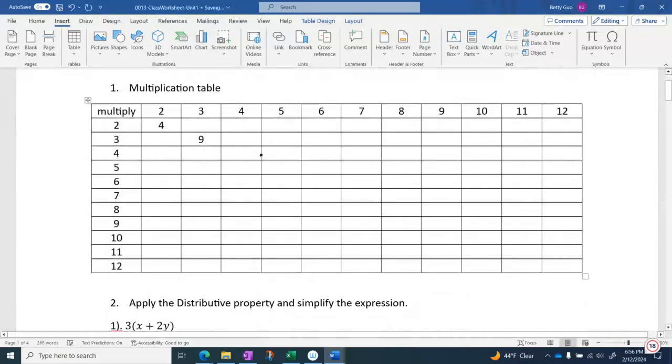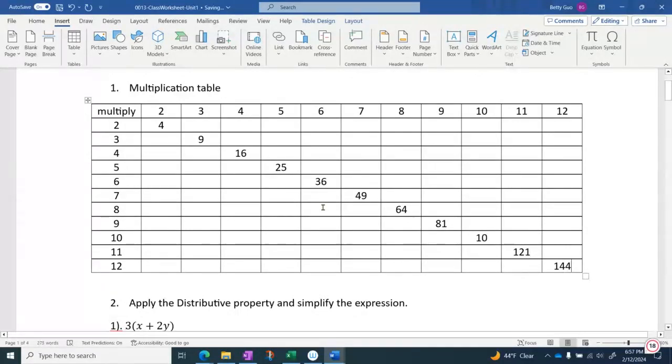4 times 4, 16. 5 times 5, 25. 6 times 6, 36. 7 times 7, 49. 49, exactly. 8 times 8, 64. 9 times 9, 81. 10 times 10, 100. 11 times 11, anybody remember that? 121. 12 times 12, you can extend the table, all right?